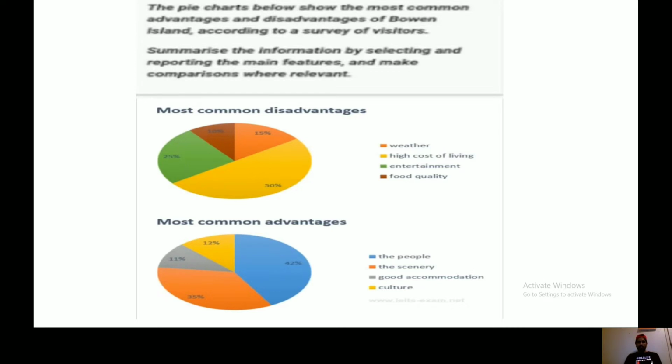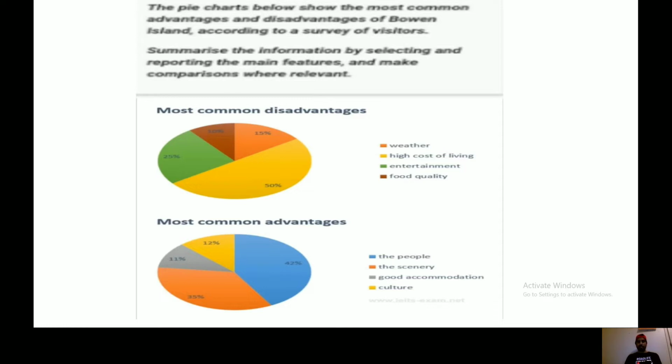If I go to pie chart 1, 15% of people said that weather is the most common problem over here on Bound Island. 10% said food quality is a common disadvantage. But 25% of people said entertainment is not good. So 25% of people are not satisfied with the entertainment.